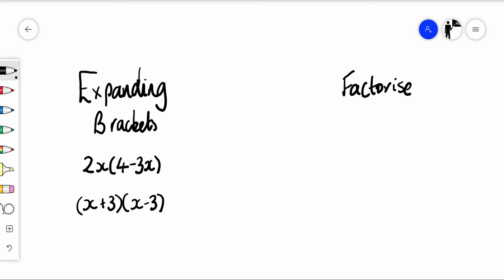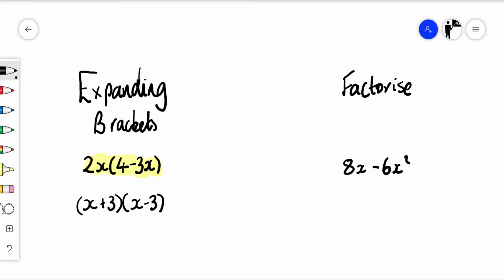Okay, we're going to have a look today at factorising trinomials. Before we do that, I just want us to be comfortable with the cyclical nature of expanding brackets and factorising as a means to check if we're correct. If we were to, for example, expand this term here, if we were to multiply out that bracket, that would become 2x times 4, which is 8x. 2x times minus 3x is minus 6x squared.